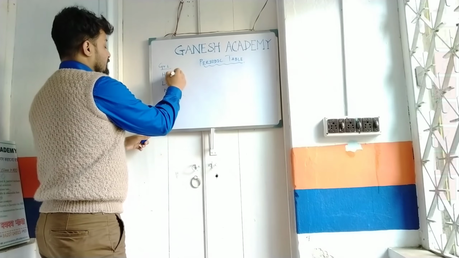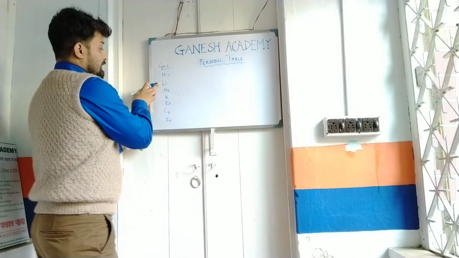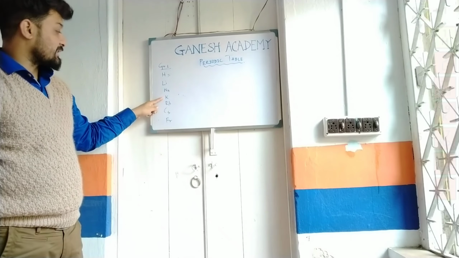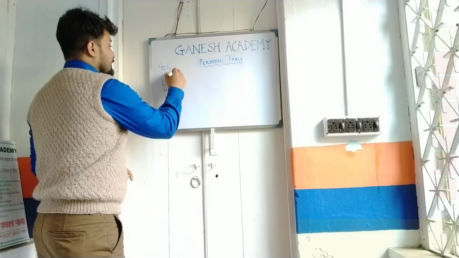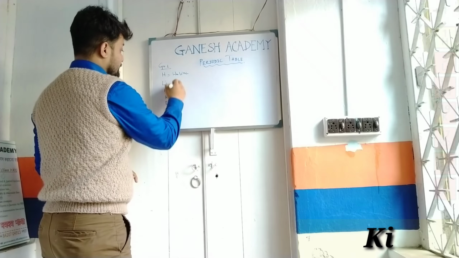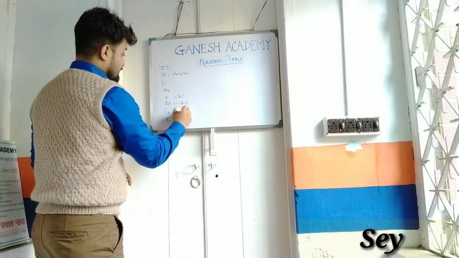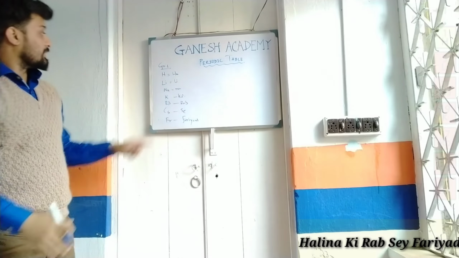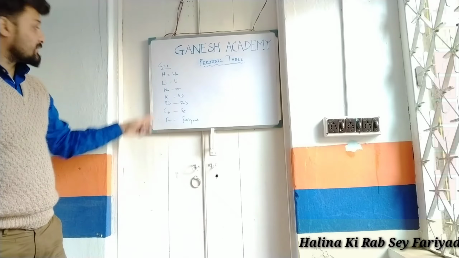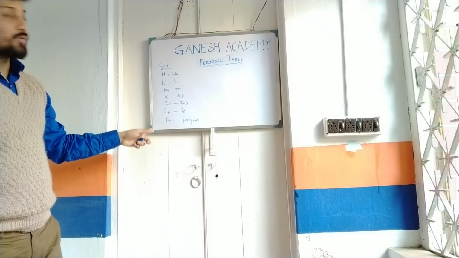Group 1. This is hydrogen, lithium, sodium, potassium, rubidium, cesium and francium. We call it "Halina ki rab se faryad." That's how we can memorize all the elements of group 1.